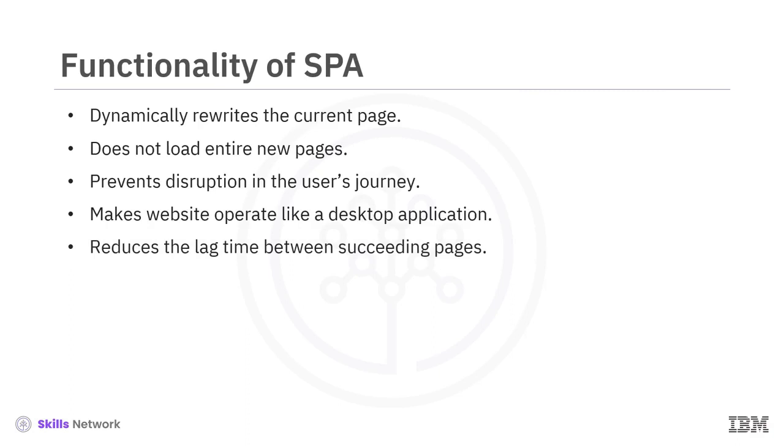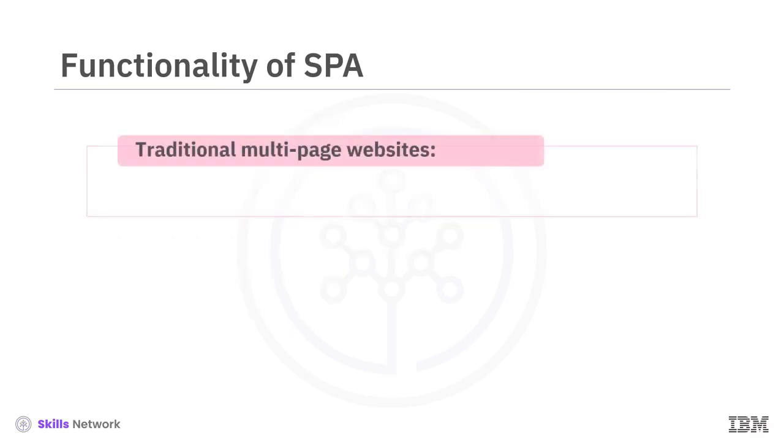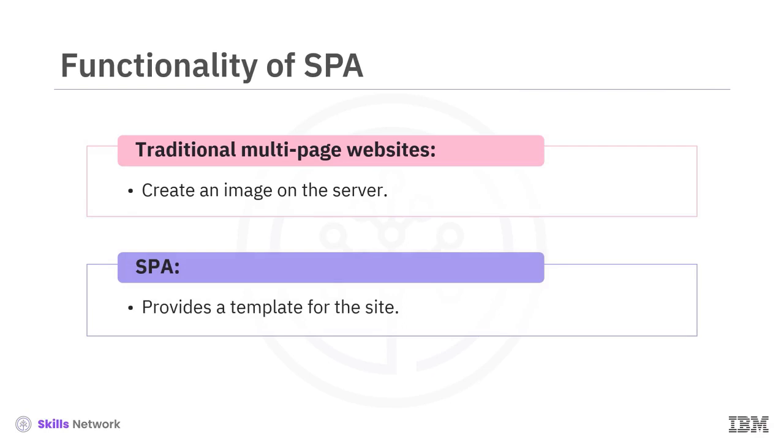Wherever the user visits an application, some of the content remains the same, like the logo, header, and footer. There are also many recurring layouts and templates, like self-service pages, blogs, and so on. For instance, if you want to view a particular image, traditional multi-page websites will create the complete image on the server and send it to the browser. In contrast, an SPA will provide you with a template for the site, including any repetitive instructions you could use, and then pipe in the appropriate data and content to complete the design.